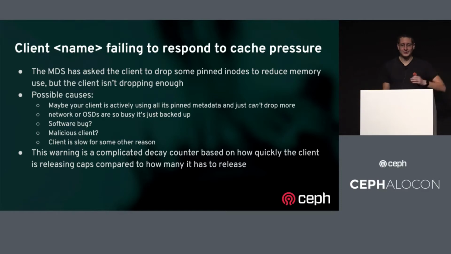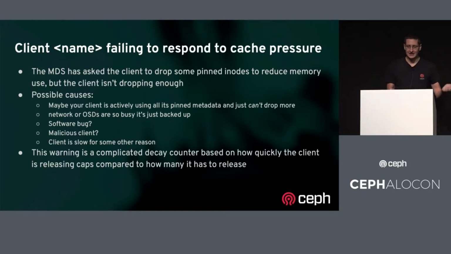The second big health warning you can get is that a client is failing to respond to cache pressure. This happens because, as we examined, the MDS needs to keep cached everything that the clients know about. So if it's using up more memory than it's supposed to, or thinks it's about to be, it can go through and say, hey, I want all of the clients to drop 10% of their pinned caps or something like that. And it'll send out a message to the client that says, I don't care what it is, but you've got to drop some of your caps and tell me what you've dropped. In this case, the client hasn't dropped enough quickly enough for the MDS to be satisfied, and so it starts warning through the monitor system.